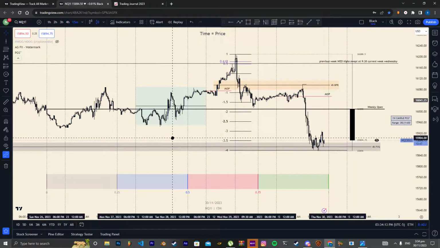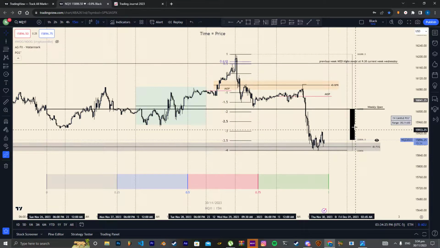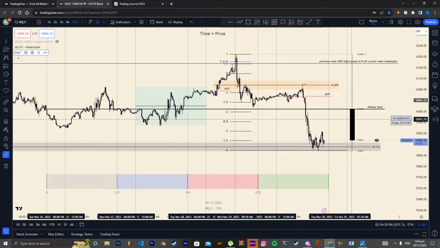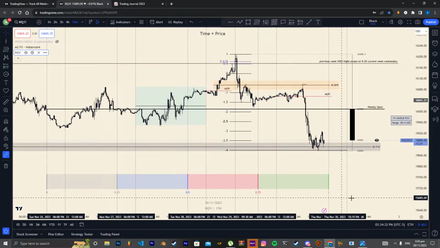So this is the 15-minute chart on NASDAQ. As you can see, the week opens at 6 o'clock Sunday. So this is the start of the weekly candle. I have marked out our weekly open, as well as the higher time frame weekly candle. So right here, this is a 1 week candle.